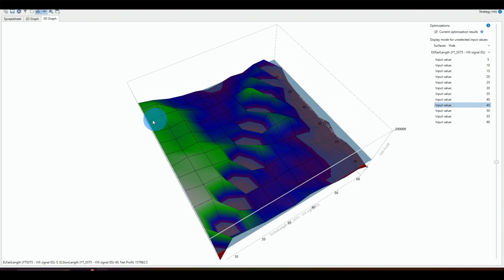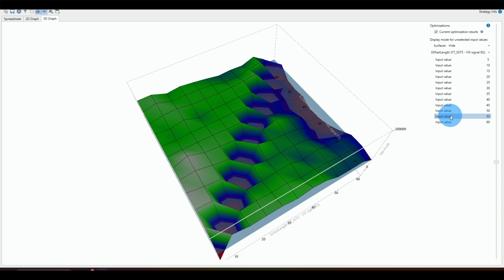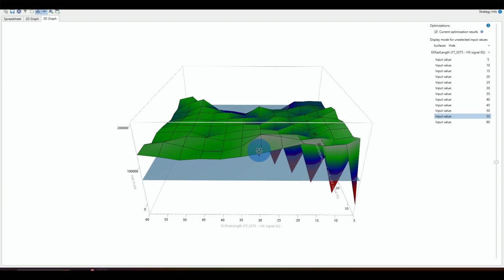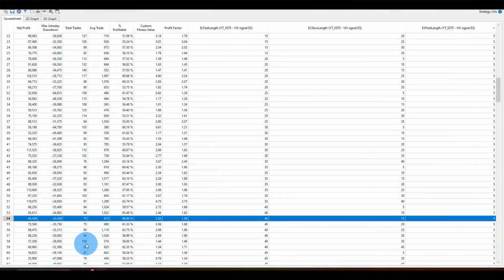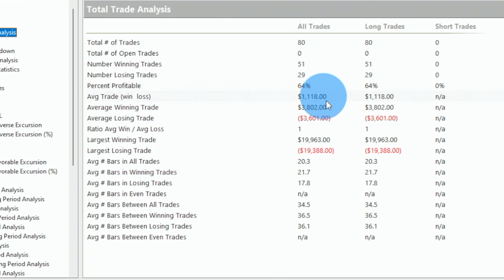45 is really good in here. So again, whatever you pick, there is a big, huge stable area. Look at the 55. Almost all of it is a stable area. And so let me pick maybe this guy. 80 trades, 64% win rate at $1,100 on average.